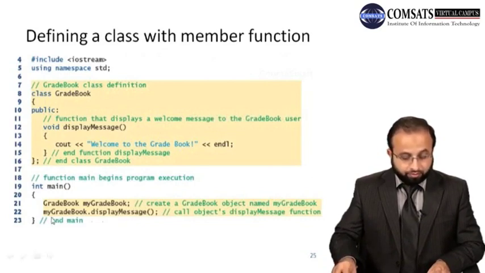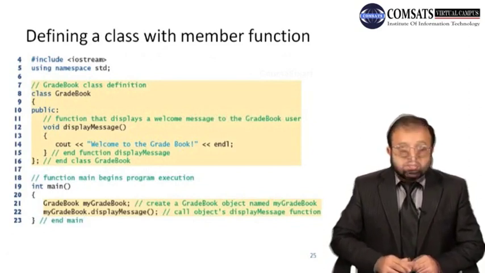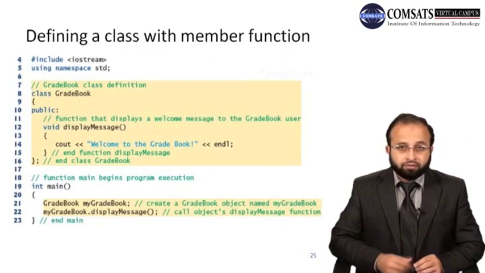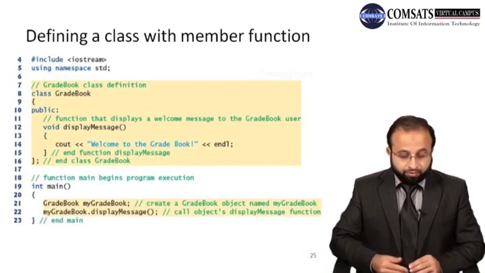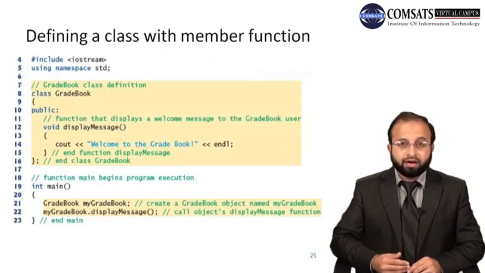So my gradebook is an object. You can have multiple objects and you can call display message with all of those objects: my gradebook 1, my gradebook 2, my gradebook 3, and then my gradebook 1 dot display message, my gradebook 2 dot display message, my gradebook 3 dot display message. Every time you get the same thing, that is, welcome to the gradebook.